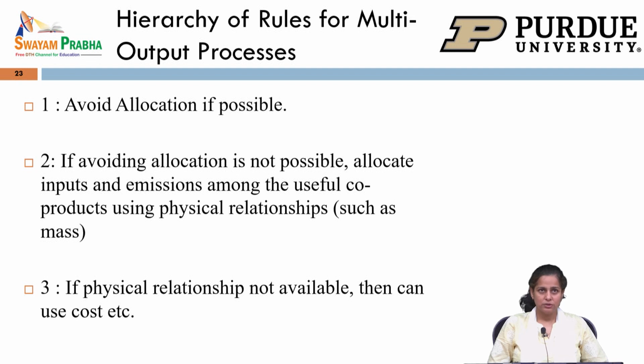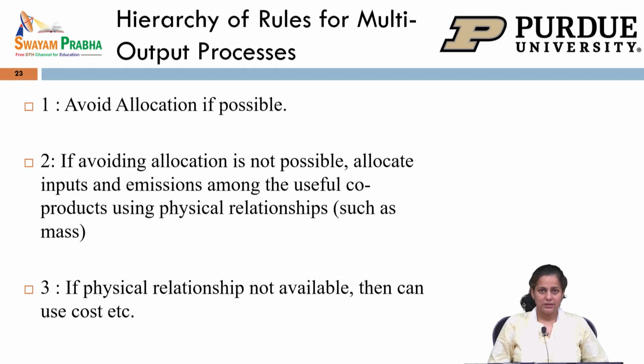So, these are the rules. There is a hierarchy of rules for multiple output processes. What is stated first is that we need to avoid allocation if possible. Allocation generally brings uncertainty into the LCA results. So, our ideal situation will be if we have enough information to actually avoid allocation.